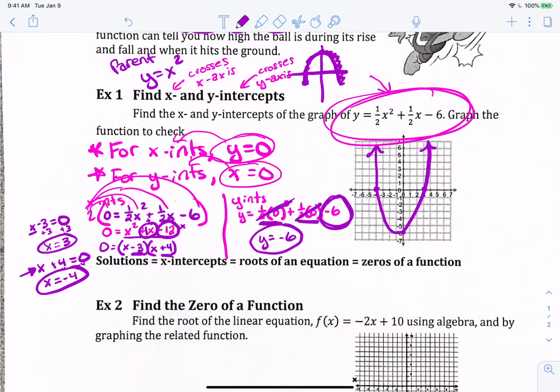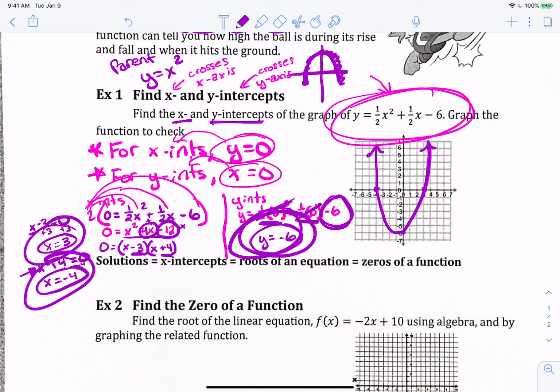Okay, let's go back up and see what it was asking me to do. Find the x and y intercepts. The x-intercepts were 3 and -4. The y-intercept was -6, and graph the function. Done. Whenever you're finding the x-intercepts, you plug 0 in for y. Y-intercepts, you plug 0 in for x.